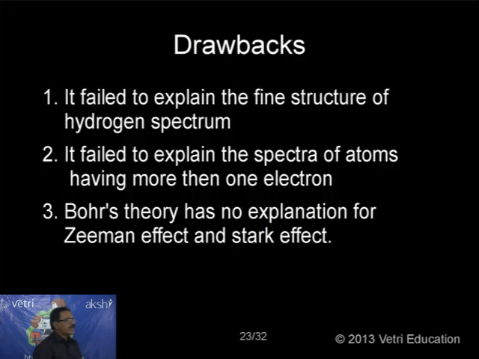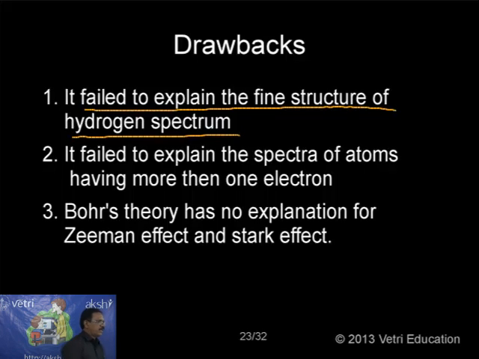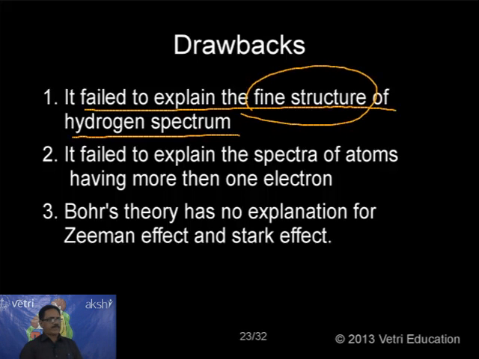Okay. What are the drawbacks again? There are again drawbacks. Bohr is not able to explain all the facts, all the experimental evidences. Now let me go for the first one. First drawback: it failed to explain the fine structure of the hydrogen spectrum. Again, what is meant by fine? Kindly follow. In all books, we have given the fine spectrum. So I have shown you the series of the hydrogen spectrum, that is Lyman, Balmer, Paschen, Brackett, and so many.